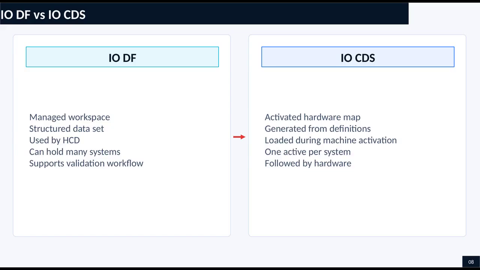The IODF and the IOCDS are related, but they are not the same thing. The IODF is the managed workspace used by IOCDS. The IOCDS is the configuration map loaded into the hardware. A helpful comparison is a design file and a printed blueprint. The architect works in the design file because it is easier to revise, review, and validate. The construction crew follows the approved blueprint. In this architecture, IOCDS works with the IODF, and the final generated IOCDS is what the machine uses during activation.